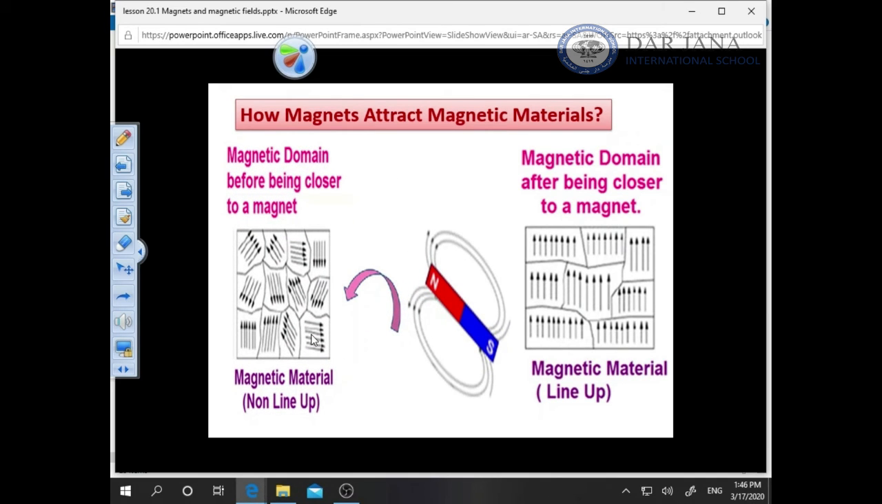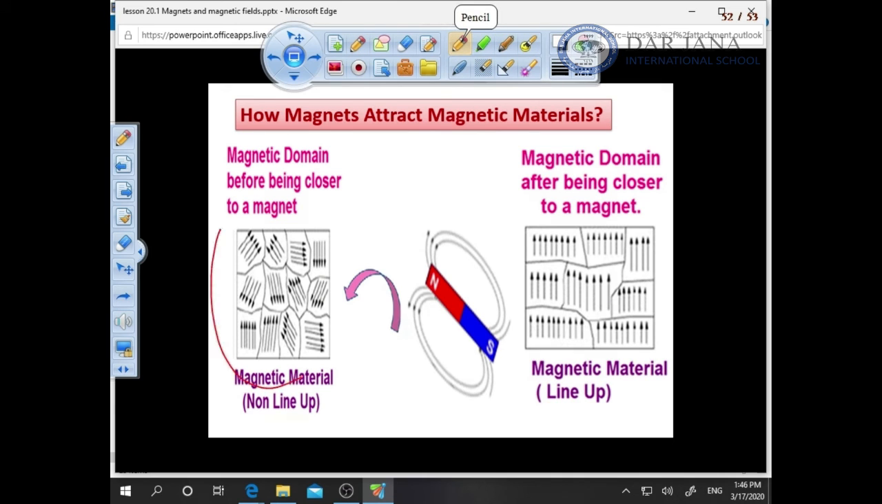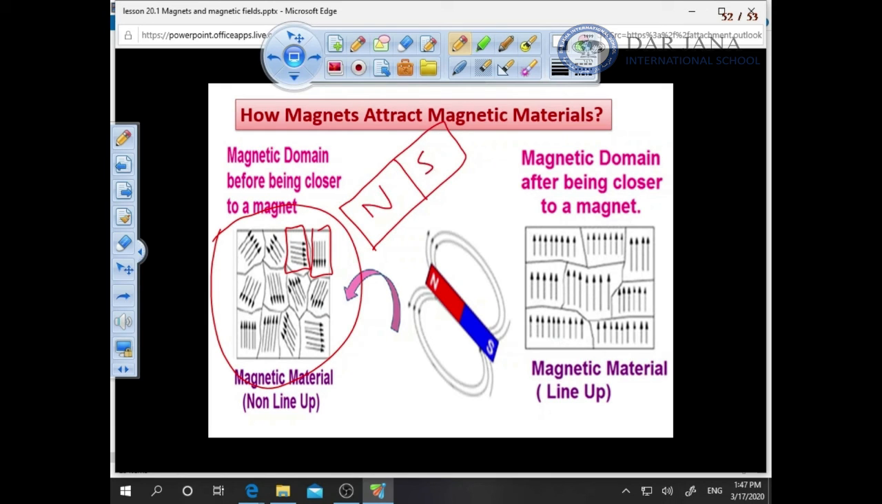What will happen if we put here a magnetic material? Why is it a magnetic material? As we can see here, there's a magnetic domain. What will happen if we put a magnet close to the magnetic material? What will happen to the atoms? The atoms will align. As we can see here, all the atoms have the same direction.